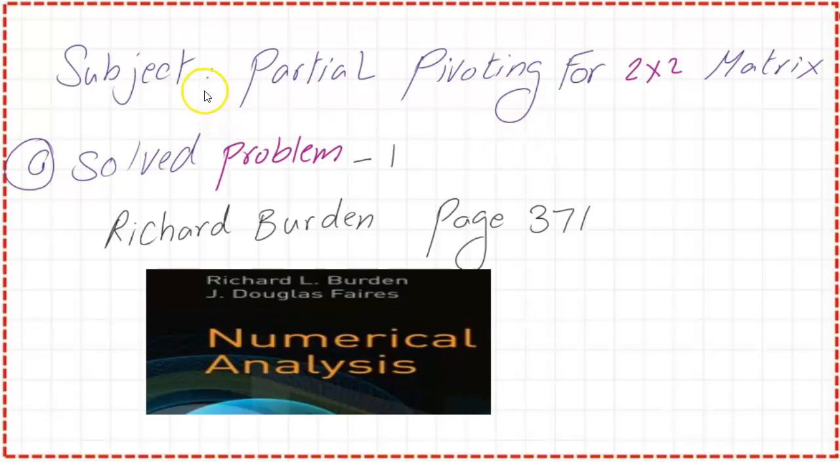Our subject of today is partial pivoting for 2 by 2 matrix. We are going to review the solved problem number 1 from the book of Professor Richard Burden, page 371. This is the reference, Richard Burden and Douglas Faires' Numerical Analysis. We'll move to the next slide.